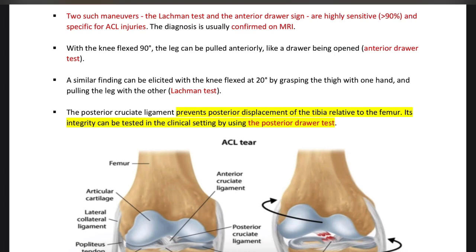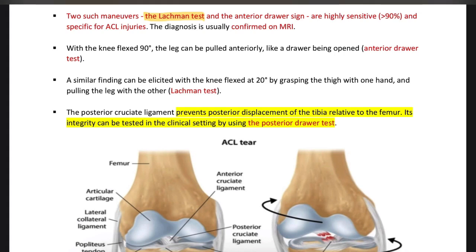The Lachman test is the most sensitive. In this test, we flex the knee to 20 degrees, then stabilize the femur and pull the tibia forward. If there is excessive movement, then we have to suspect an anterior cruciate ligament tear.